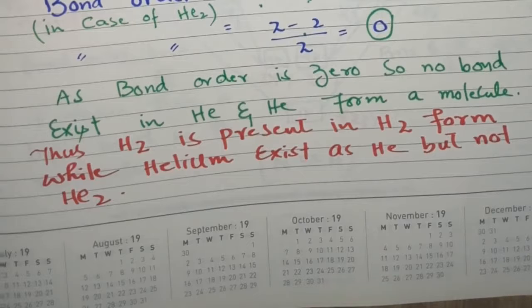The second type of explanation is the duplet rule. In the case of He, it obeys the duplet rule. It already has 2 electrons. It is stable. So once it is stable, there is no need for helium to form a bond. That's why it exists as He but not as He2. Let's move towards another example.